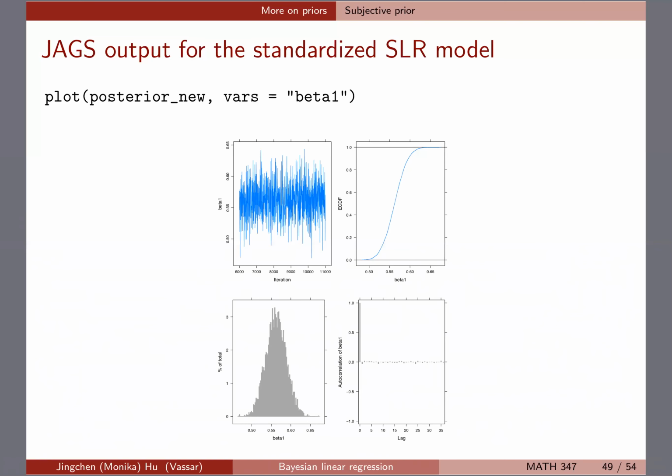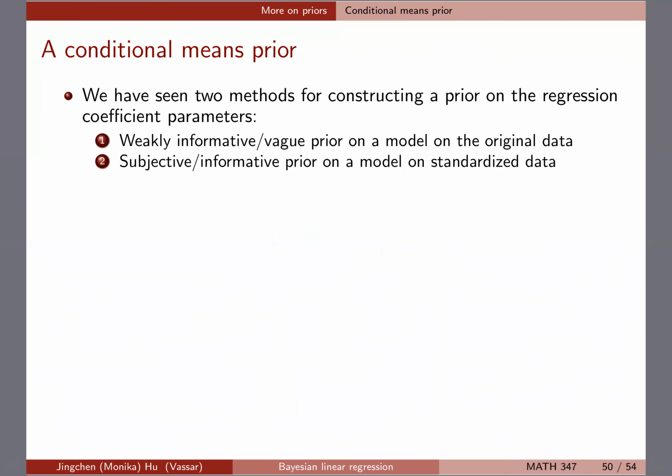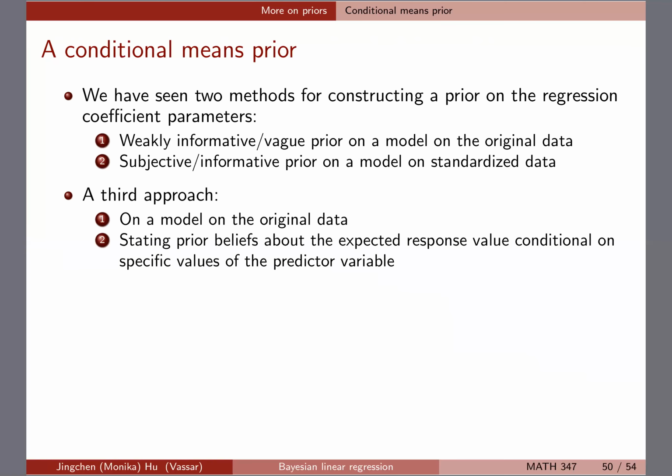All right, so the last one, I'm going to cover this really quick. Another prior that you are able to give is what we call a conditional means prior. The way that you can think about this is, this case is working on the original scale of the data. But we know that the original scale might not be the easiest to interpret if you think about beta 0 and beta 1 directly. So one way to get around that is, what if we state prior beliefs about some expected response value conditional on a particular choice of your x?